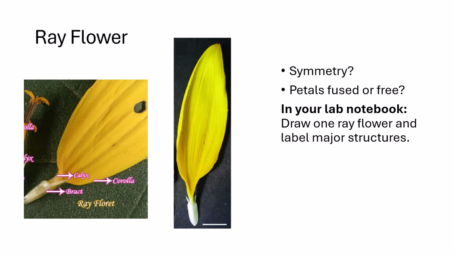Here is a ray flower removed. Observe its symmetry. Ray flowers are typically zygomorphic, bilaterally symmetrical. Notice that the petals are fused into a strap-shaped structure. Draw one ray flower and label the petals or corolla and bracts. Pause and complete your drawing.